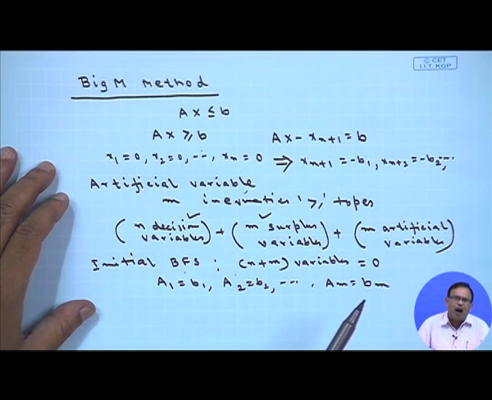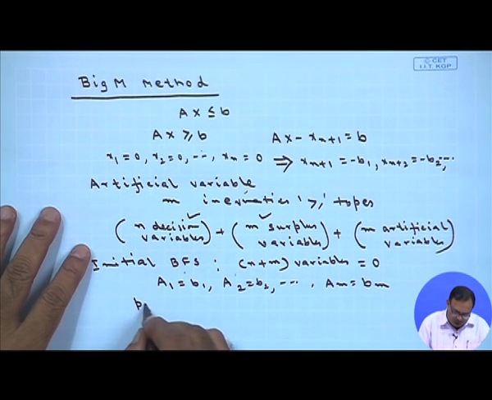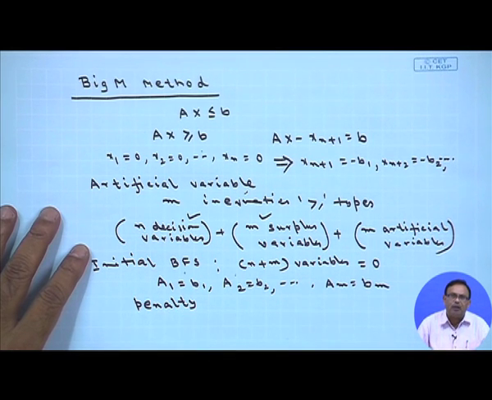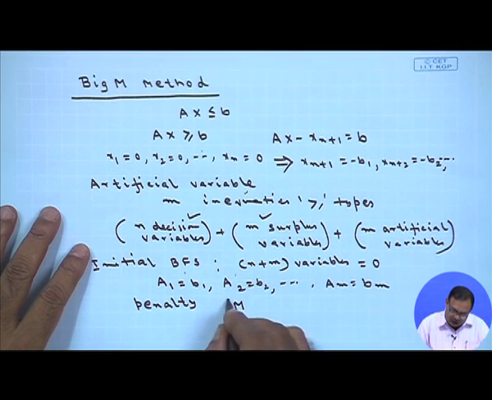A very high value is attached to each artificial variable as a coefficient in the cost function. So, please note that for each artificial variable, a very high value is attached in the cost function. A very large value, sometimes we call it a penalty, we add as a coefficient. Sometimes we call it M.